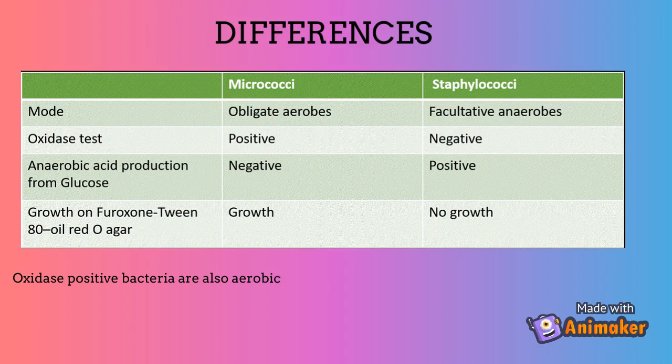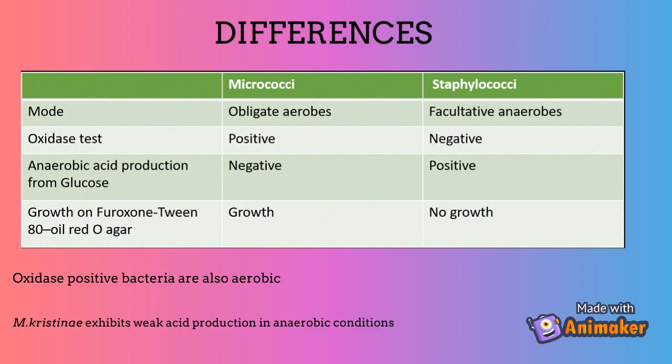Anaerobic acid production from glucose. Micrococci generally do not ferment glucose. They don't produce acid in anaerobic conditions, although there are exceptions like Micrococcus cristinae, which shows weak acid production. Staphylococci generally ferment glucose in the absence of oxygen and will produce acid. This is the basis of the oxidation fermentation test used to separate micrococci and staphylococci.